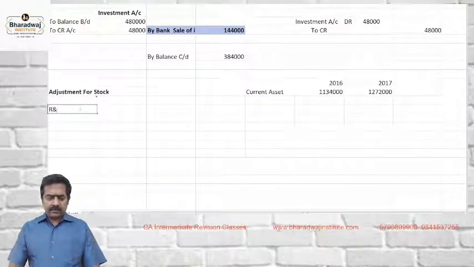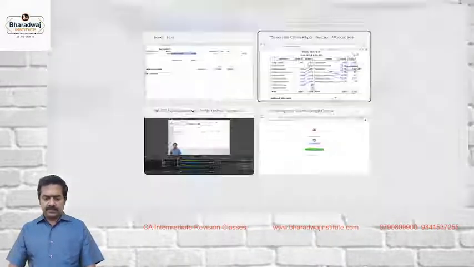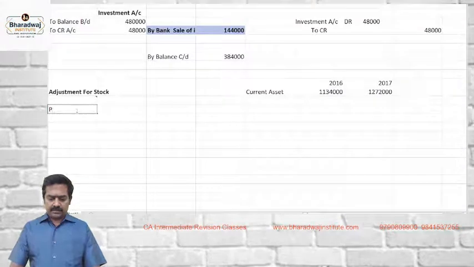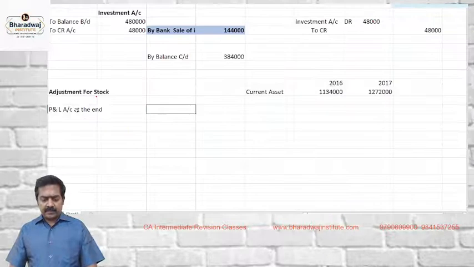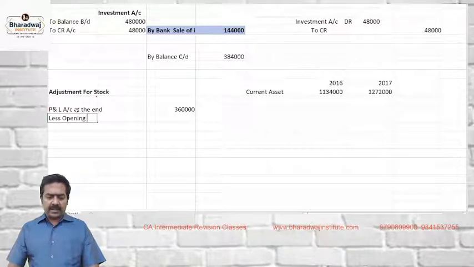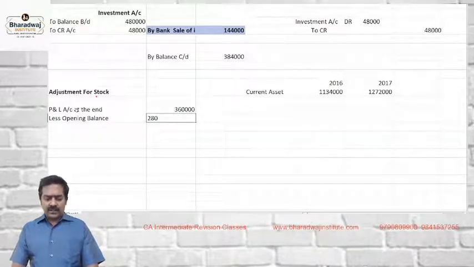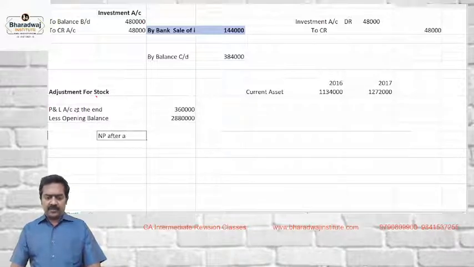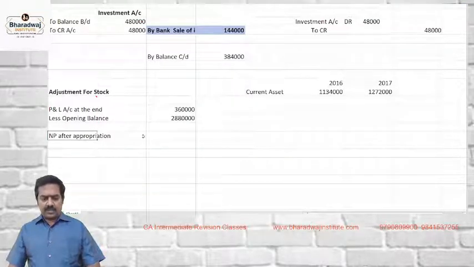Reserves and surplus at the end of the year. Okay, sorry, P&L account itself we can take it. What is P&L account? What is the closing balance? 3,60,000 less opening balance. What is opening balance? 2,88,000. Difference between closing balance and opening balance will be taken as what? Net profit after appropriation. What is the net profit after appropriation?